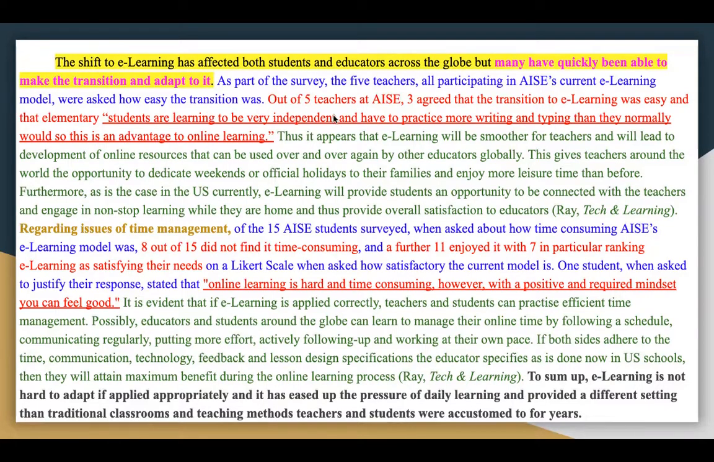Out of the 5 teachers at AIS, 3 agreed the transition to e-learning was easy, and that elementary students are learning to be very independent and have to practice more writing and typing than they normally would. So this is an advantage. What's great about this is he has utilised quantitative questions and qualitative. He has a survey result, 3 out of 5 said something, and then he's looked at his qualitative answers for justification, and he's embedded a quote as well, and he's done that here.